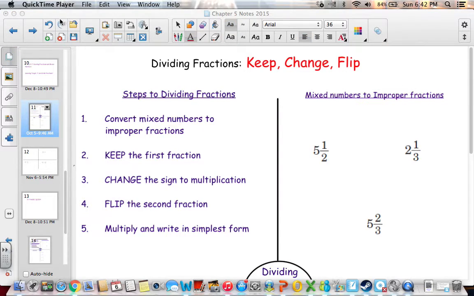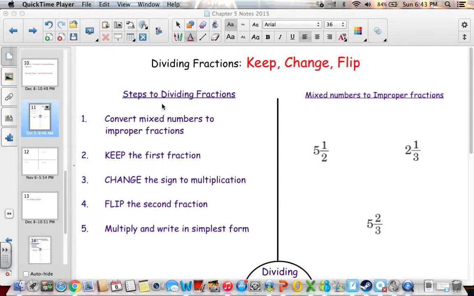So the most important thing to remember when we are dividing fractions is keep, change, flip. You want to write this down at the top and circle it. Keep, change, flip. And then I want you to take a moment and write down these steps on dividing fractions. So if you want to pause me, write this down and then we will go over it.